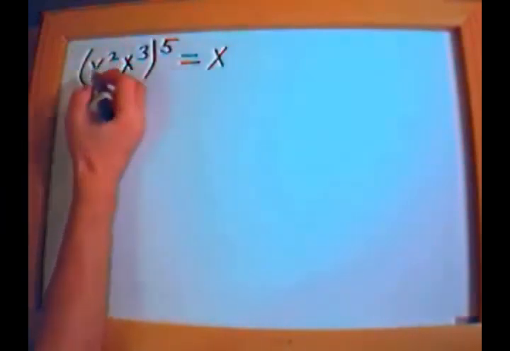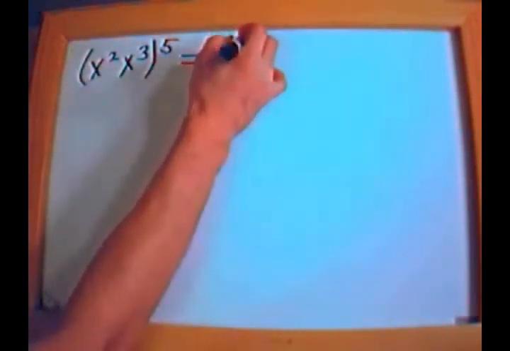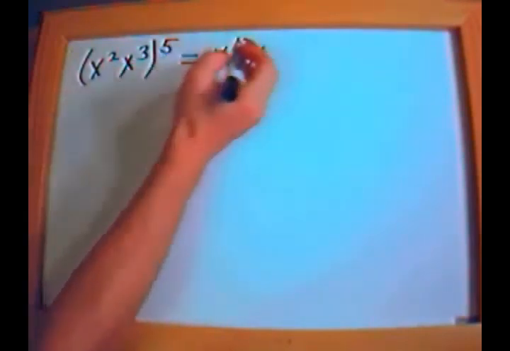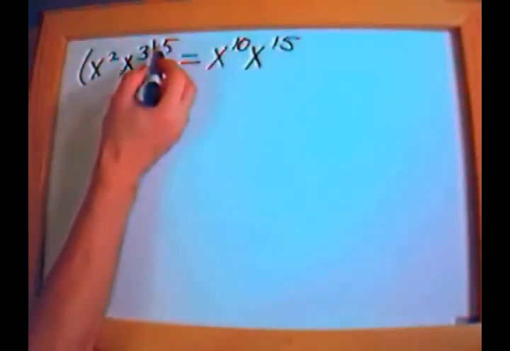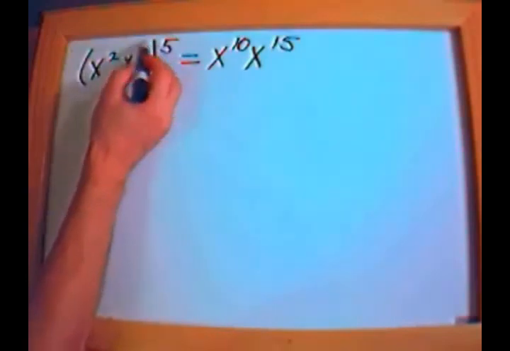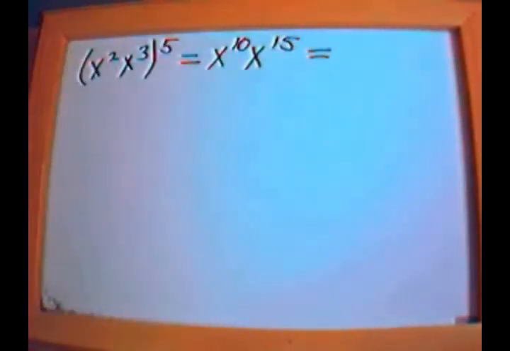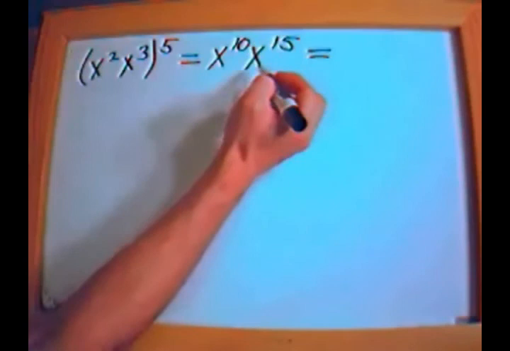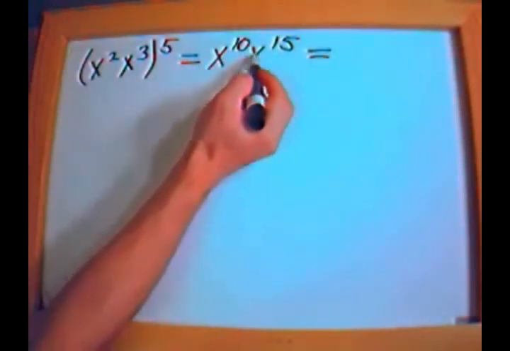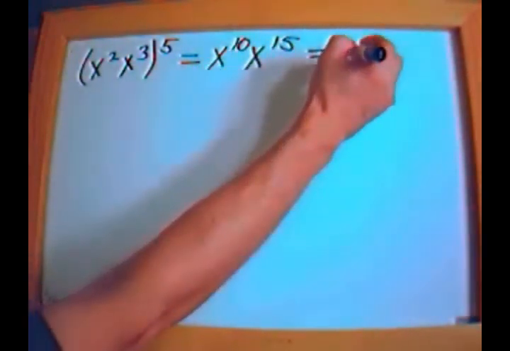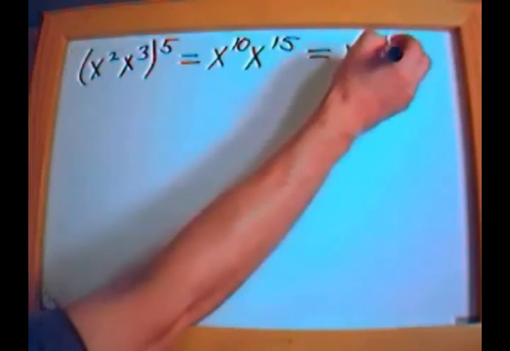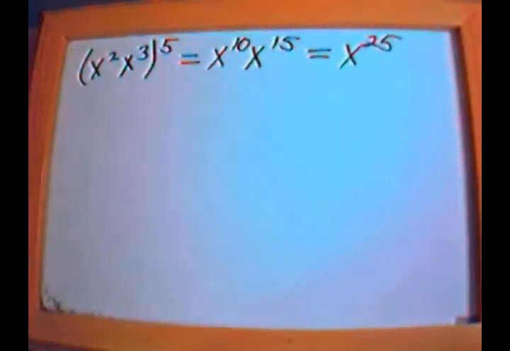The first one is going to be x, and then 2 times 5 is 10, times x, and then 3 times 5 is 15. Here we've sort of distributed the 5 into the exponents. 5 times 2 is 10, 5 times 3 is 15. And then in the final solution here, you just need to add the exponents because I've got x is the same thing and they're multiplied together. So 10 plus 15 is x to the 25. Okay, that's how to do it that way.